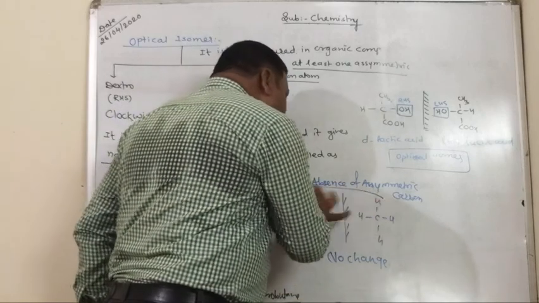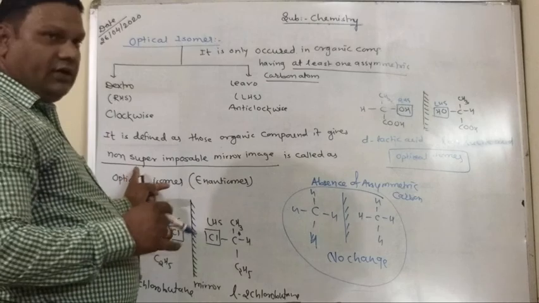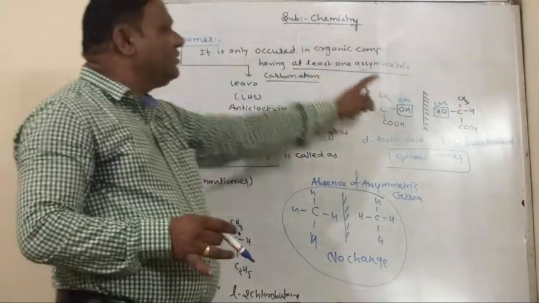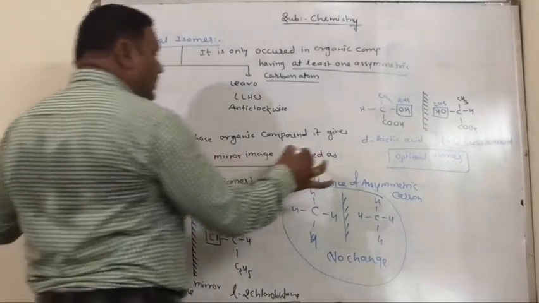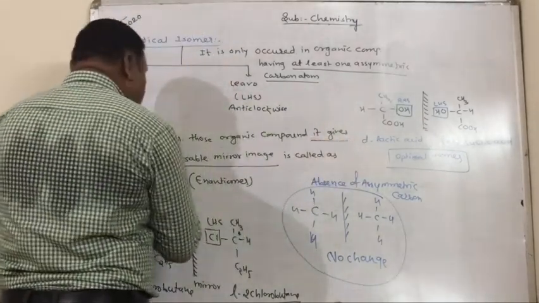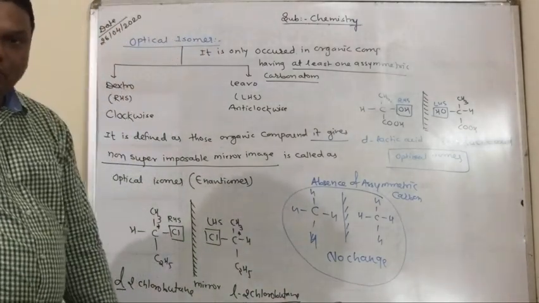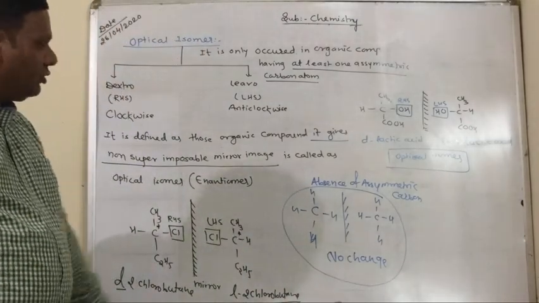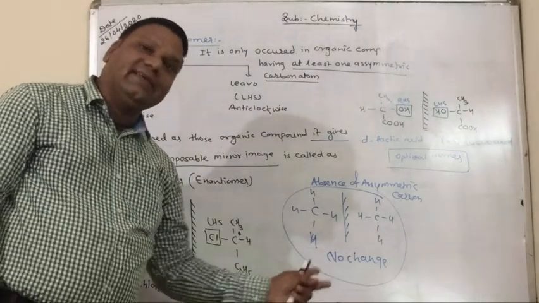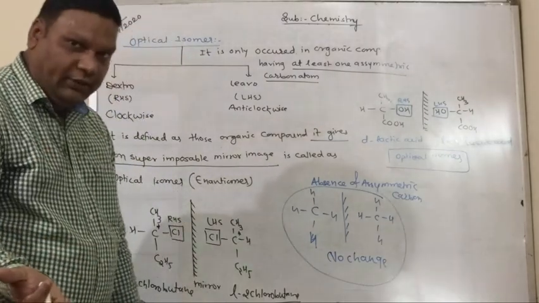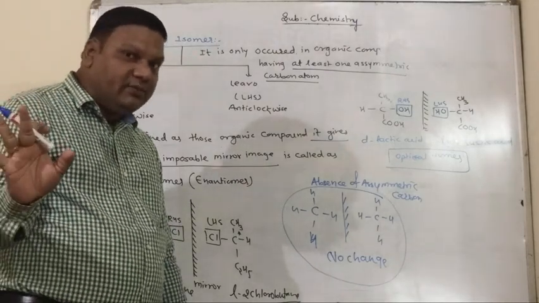So optical isomers only occur in compounds having asymmetric carbon atoms, and those compounds that give the non-superimposable mirror image are called optical isomers. So methane is optically inactive, but lactic acid is optically active. 2-chlorobutane is optically active. Is it clear, the terms?